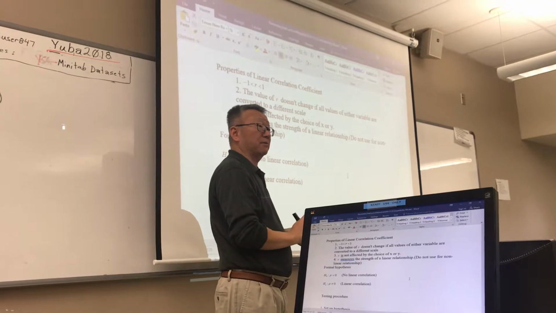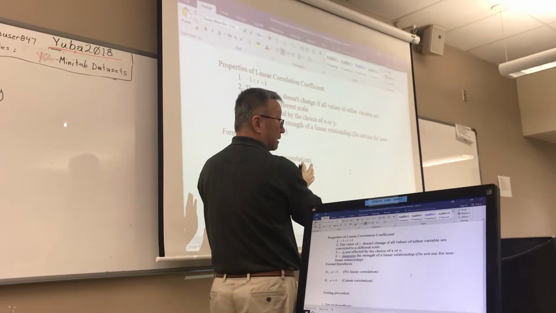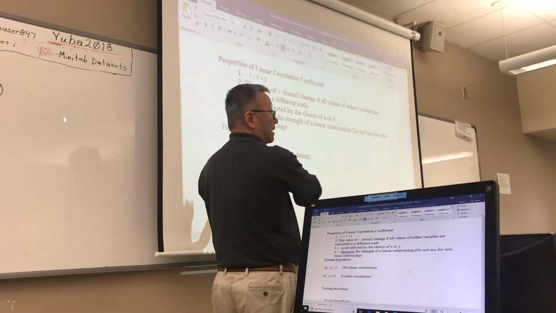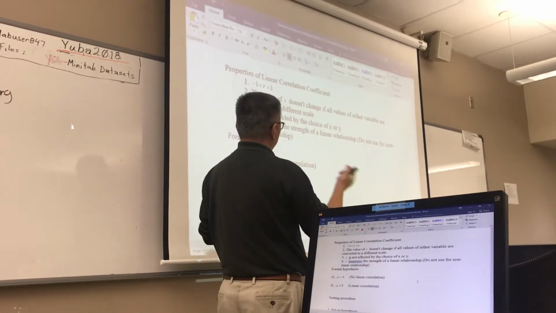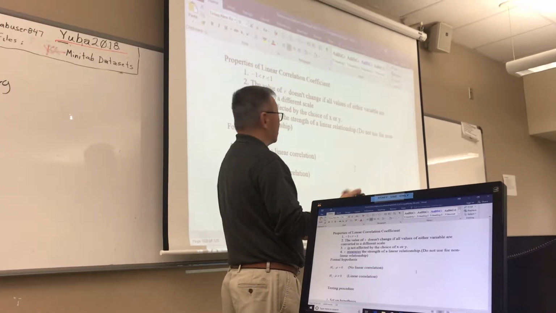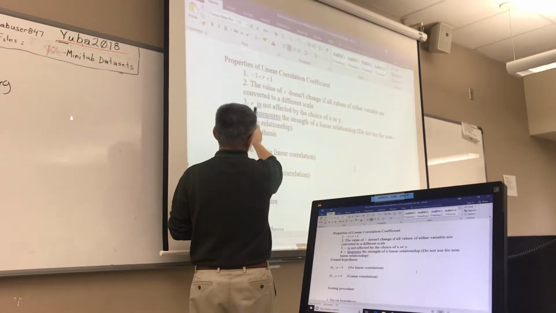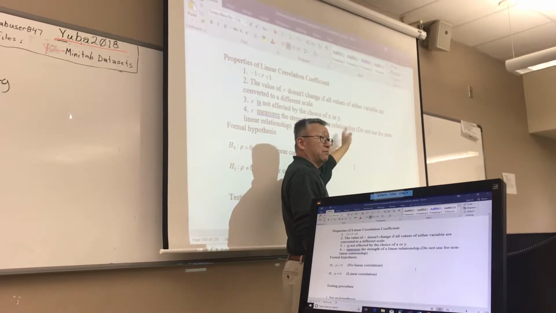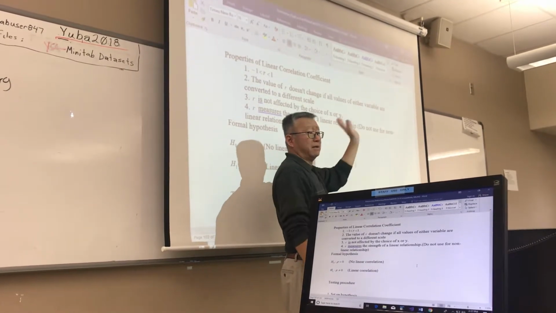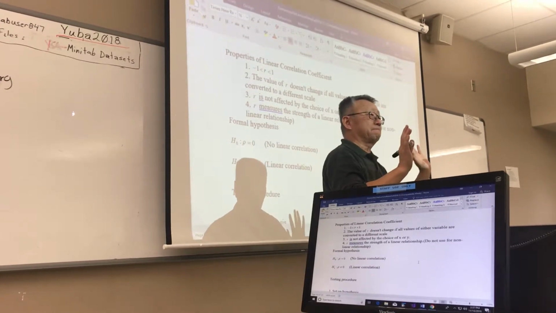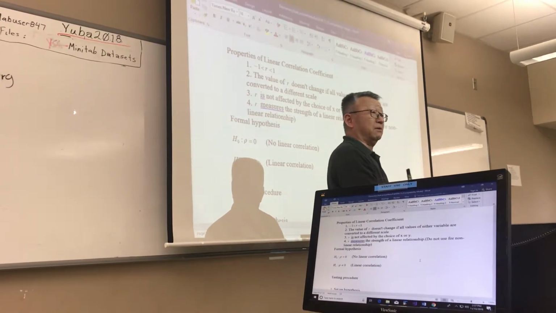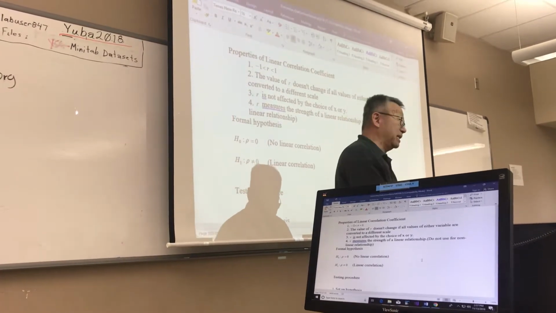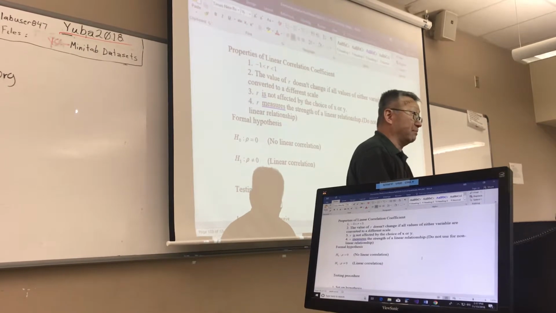It doesn't make any difference. When you type it in StatDisk, you can type x, y, or y, x. It's not going to make any difference when you find the linear coefficients. Again, the r measures the strength of linear relationship only. Not all the other things. You got to remember this. This is going to be on the test, on the final. It measures the linear relationship only.